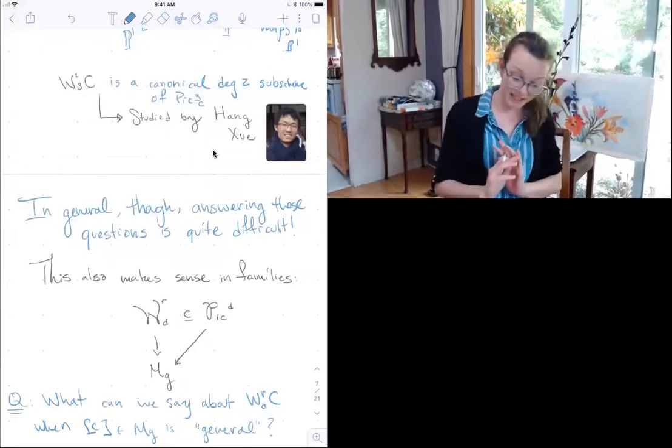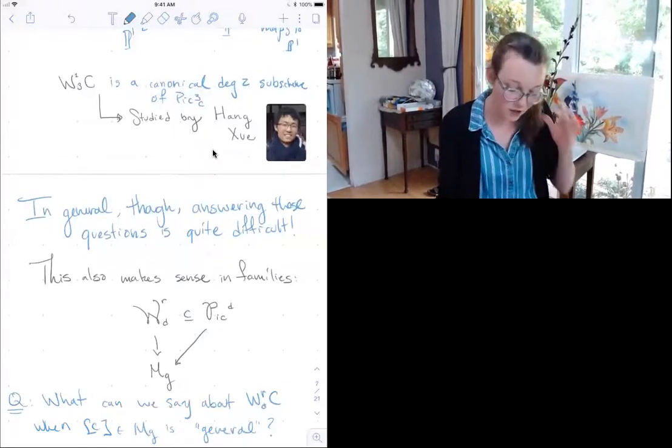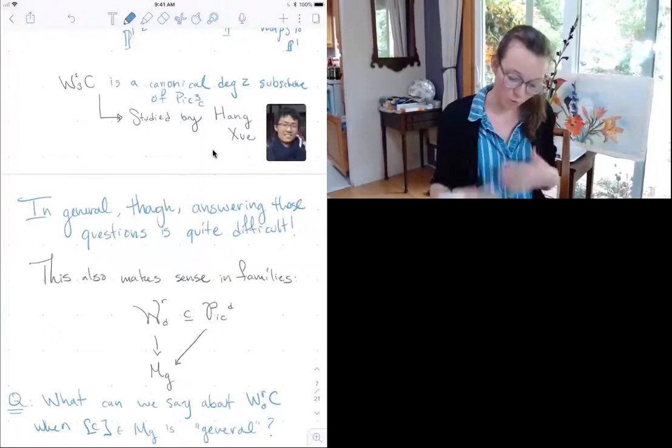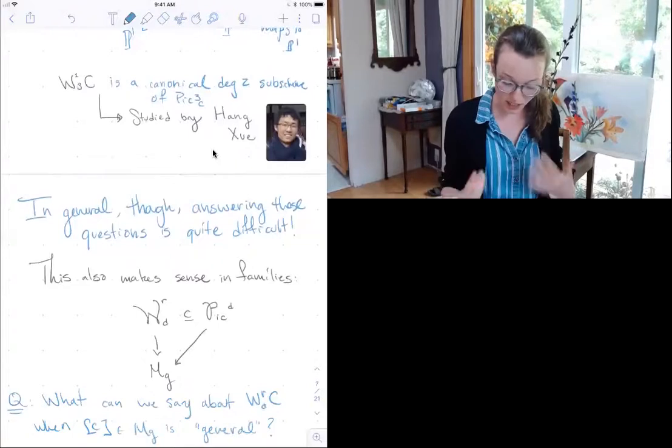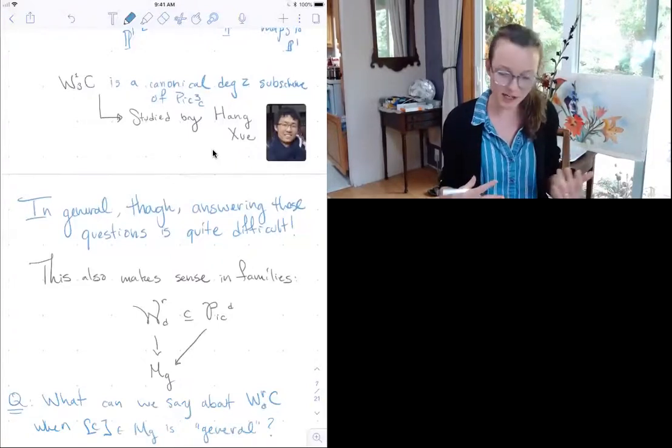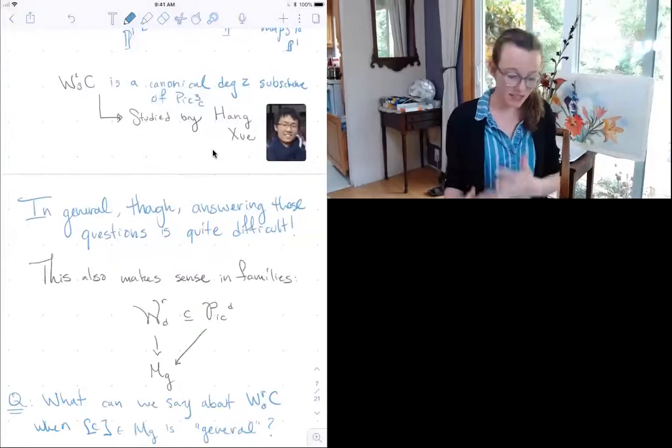So I want to emphasize this is geometry, this notion of general. It's saying that I want to make statements about W^r_d of the curve that hold for all curves C in an open, dense subset of M_g.